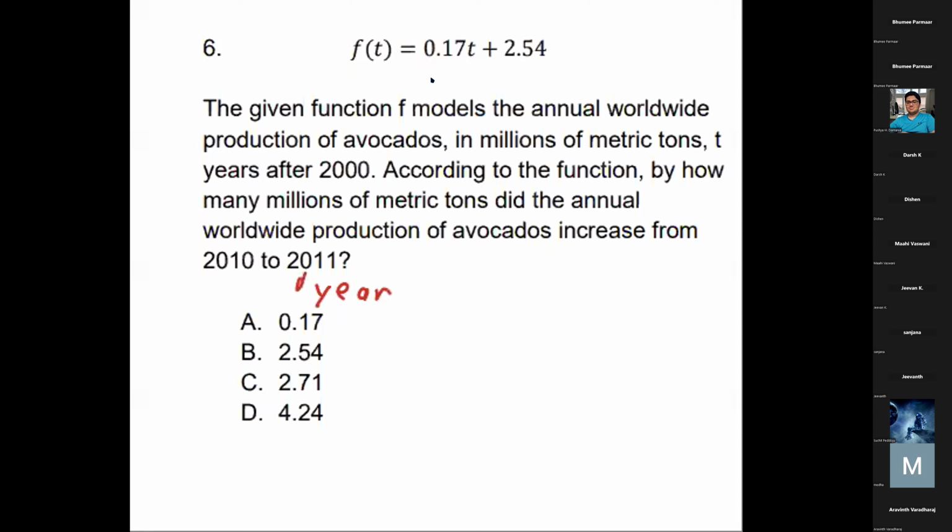Basically, there's two ways you could do this. You could just do 0.17 times 10, because t would be 10, since 2010 is 10 years after 2000, and then do the same thing, 0.17 times 11. Or you could just take the difference, which would be 0.17 times 1. So that gets us 0.17, and that's how much it increased by, which is A. You could also do 0.17 times 10 plus 2.54 and 0.17 times 11 plus 2.54, and then find the difference. But this just skips that step.